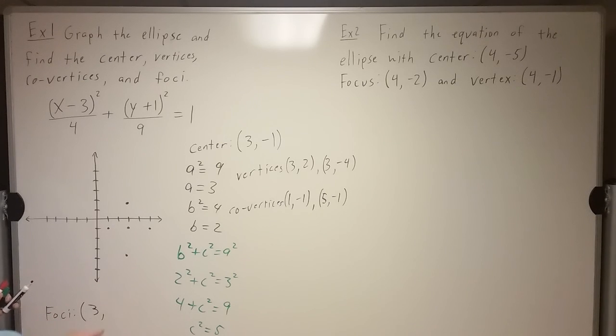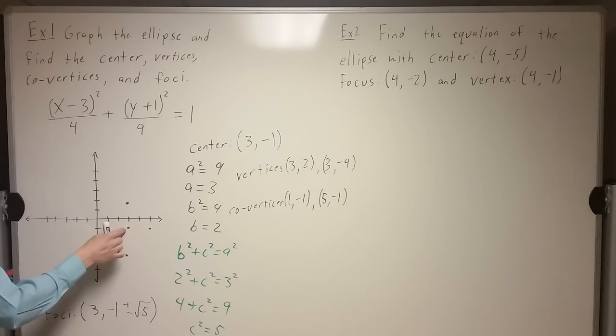Really common mistake here is just to put plus and minus the square root of 5. That's not correct because we're not starting at 0. You notice we're starting at negative 1. So from negative 1, I want to go up and down the square root of 5. So from this starting point that's already at negative 1 for the y, from there, I want to go up the square root of 5 and down the square root of 5.